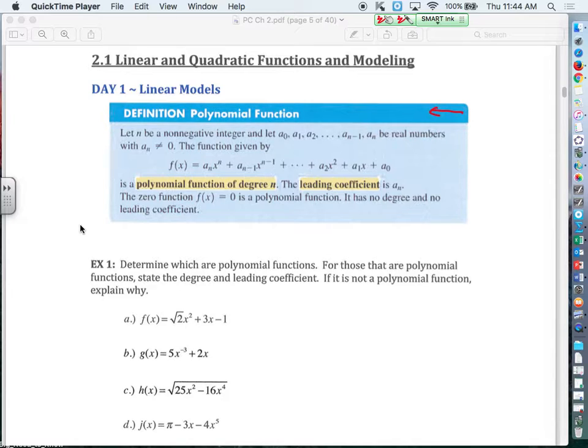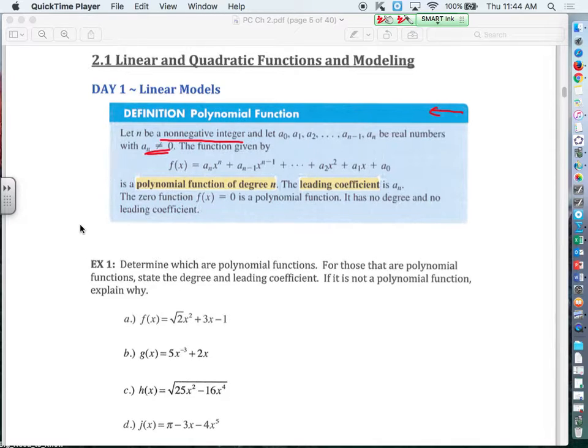For a polynomial function, the exponent for your variable has to be a non-negative integer. It can't be negative, and it can't be a fraction. You can't have a fractional exponent. And then all the other coefficients for your x terms will be real numbers, and this lead coefficient will not equal 0. So if you look at these examples, which ones are polynomial functions? What's the degree? What's the leading coefficient?